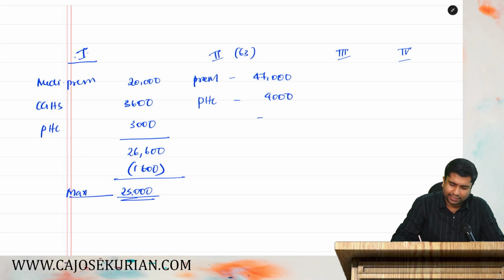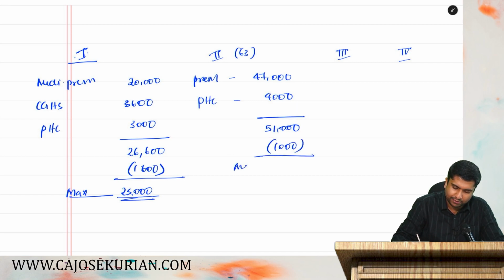Now, how about category 2? The actual figure is 51,000. But you will never get 1,000 rupees as a deduction, because the maximum deduction shall be 50,000. Are you all with me? Category 3 nil, category 4 nil.